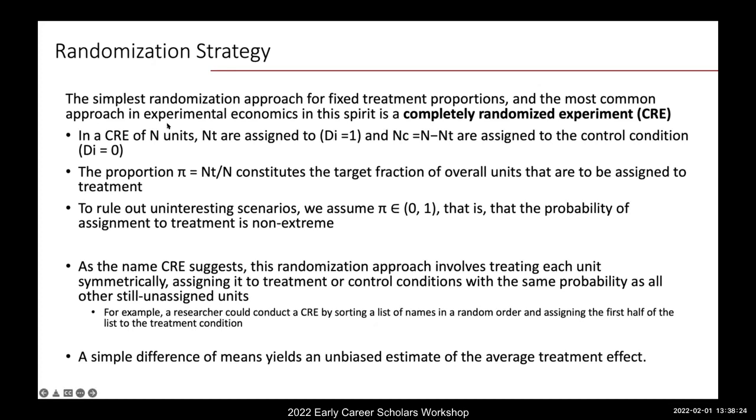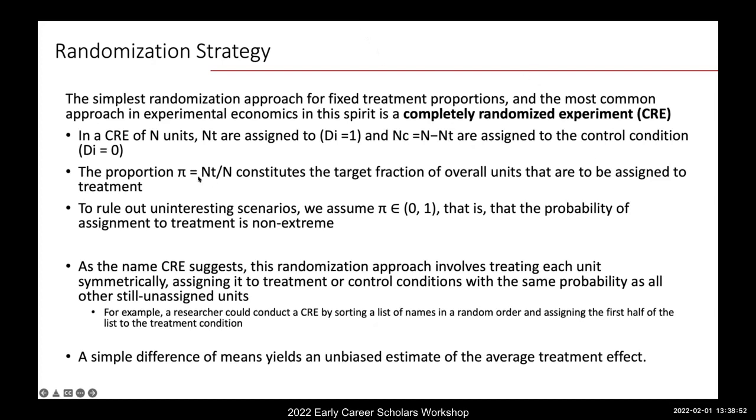So let's assume we have only two groups, a control group and a treatment group, for ease. So we have a completely randomized experiment of N units, that is our sample size, and N_T are going to be assigned to the treatment, so D_i is equal to 1. And then N_C is simply the remaining ones which are going to be assigned to the control condition.